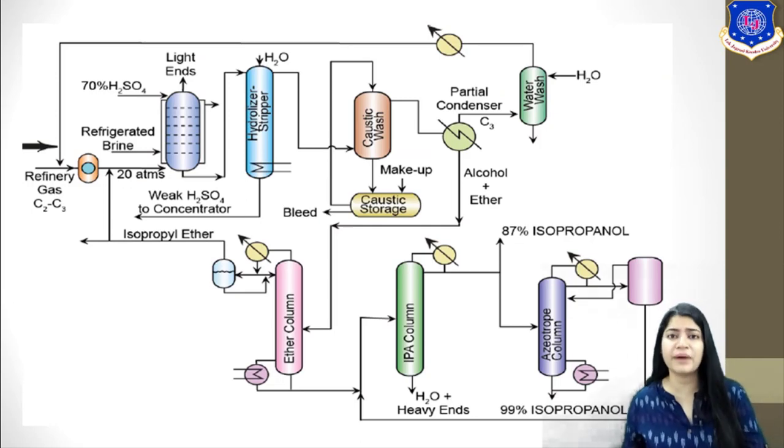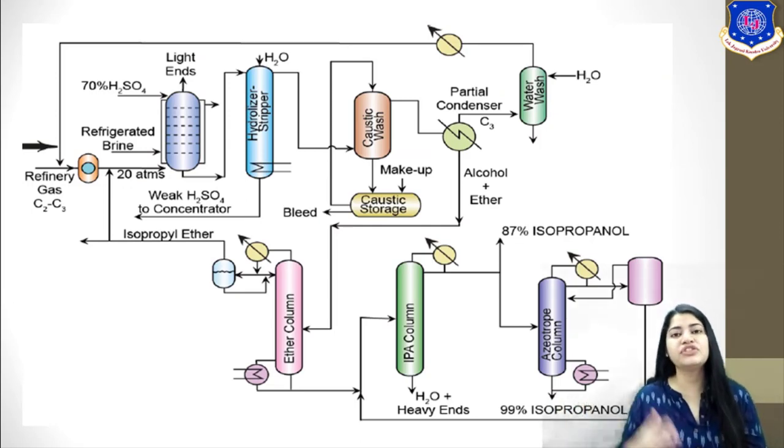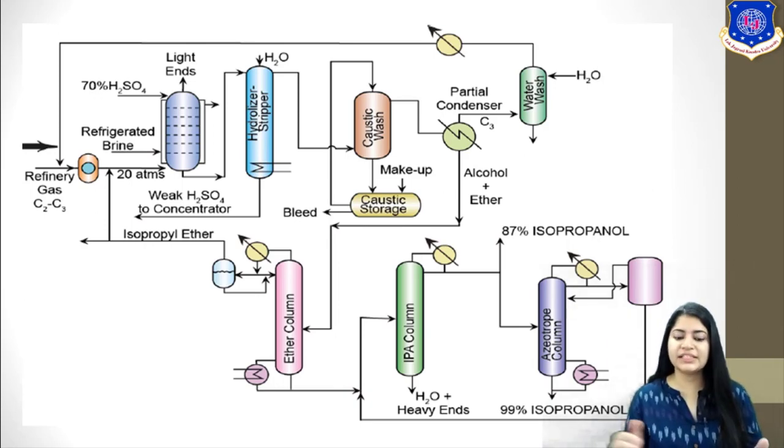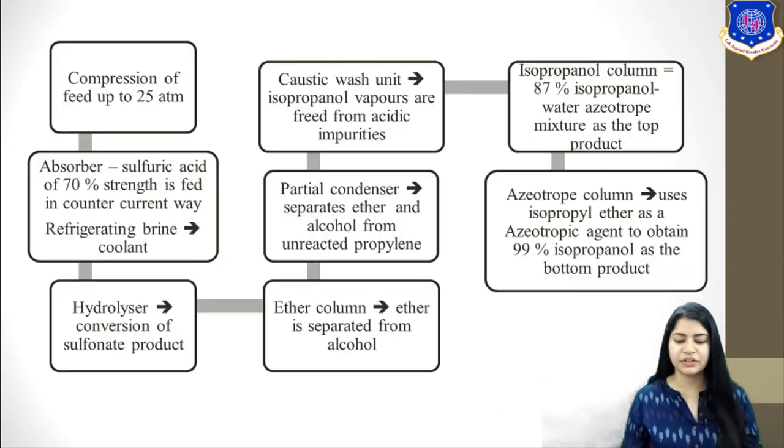What is the meaning of partial condenser? It partially condenses your feed mixture, so that a part of the liquid is obtained and part is vapor. So alcohol and ether are sent to the ether column, while from the water wash you can see that your vapors of propylene are recycled back to your feed, right?